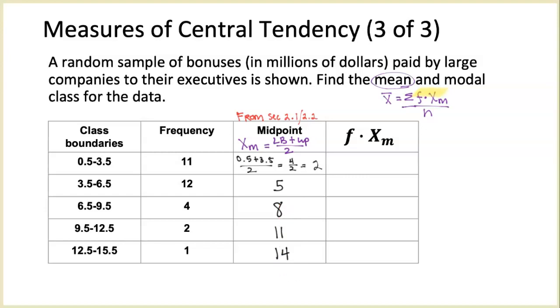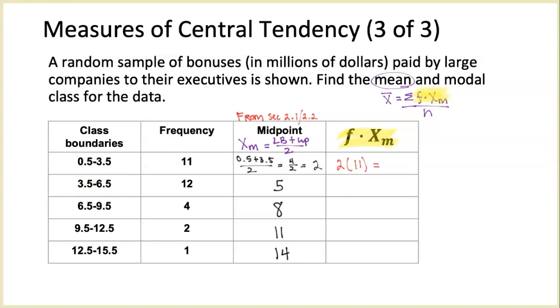Now, this last column is what is going to help us find the average. So the average is the sum of this column, the frequency times the midpoint. If we actually knew these 11 numbers, we would just add those 11 numbers together, and that would be the total bonus paid to the 11 people in this class boundary. But since we don't know the value of each of the 11, instead we're going to use the midpoint to represent the typical bonus that each of the 11 people received. So the total bonus that we're estimating to be paid out for this interval will be $22 million.